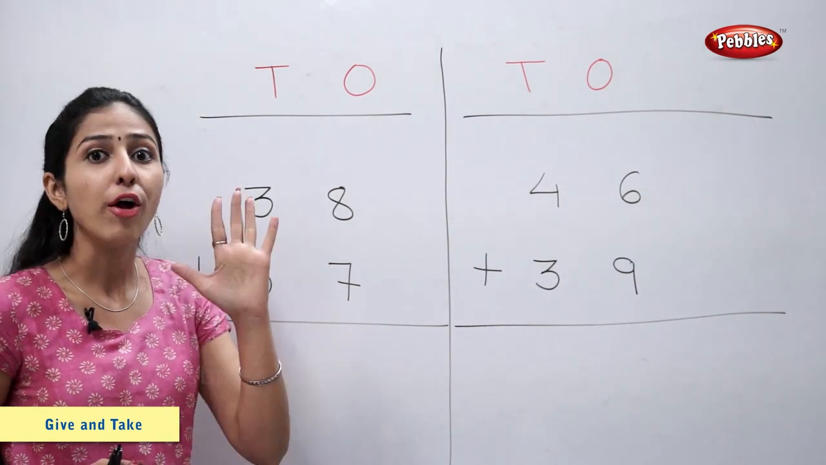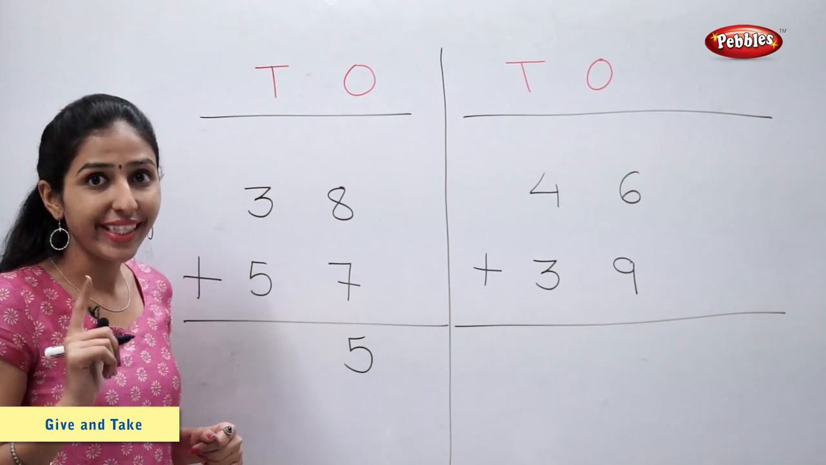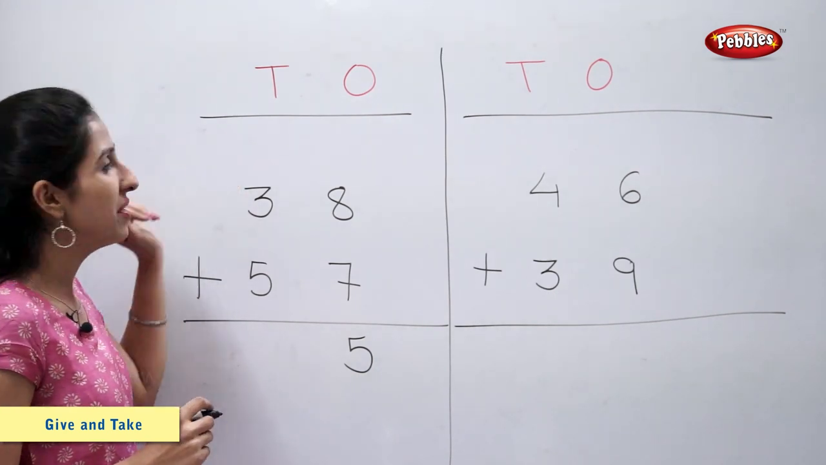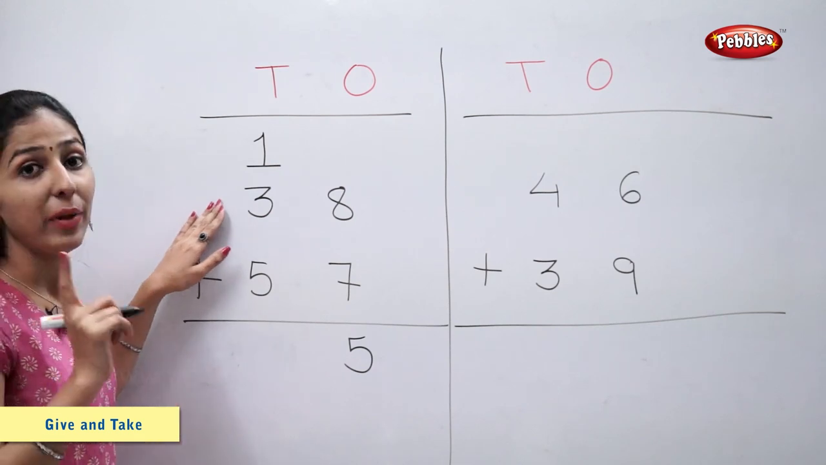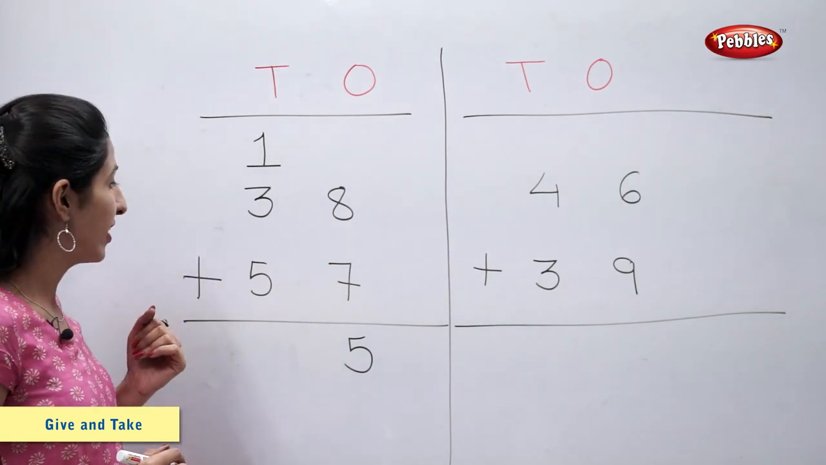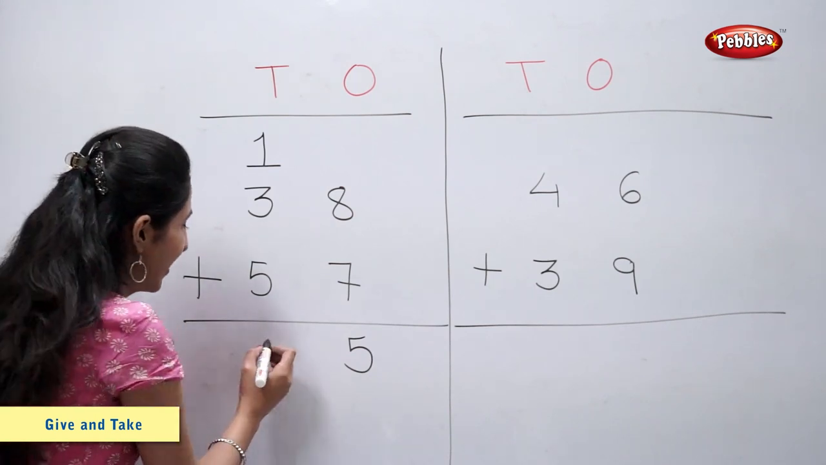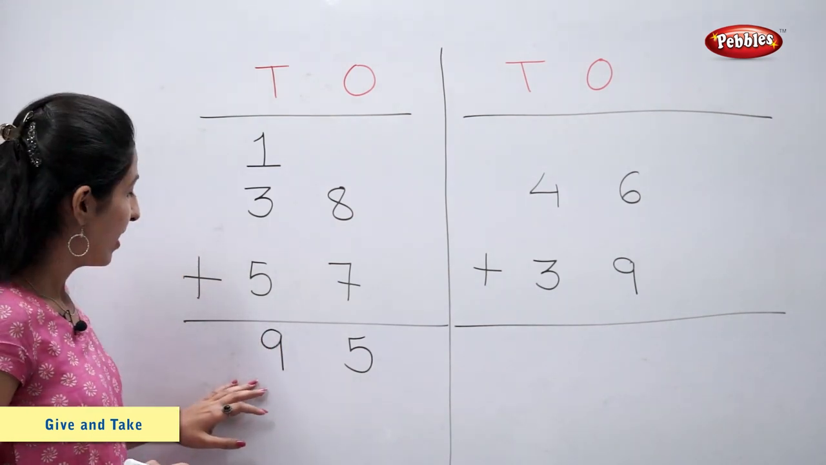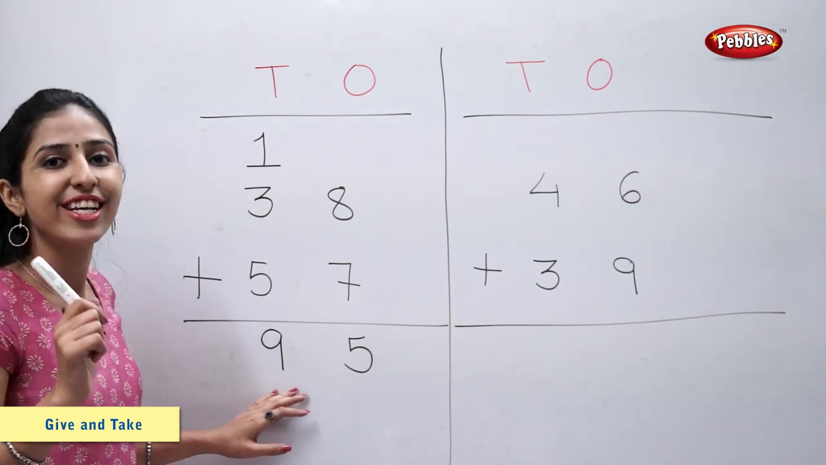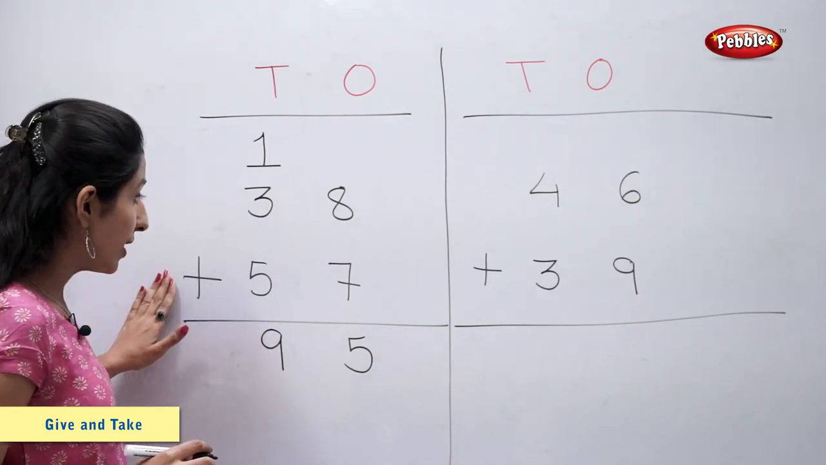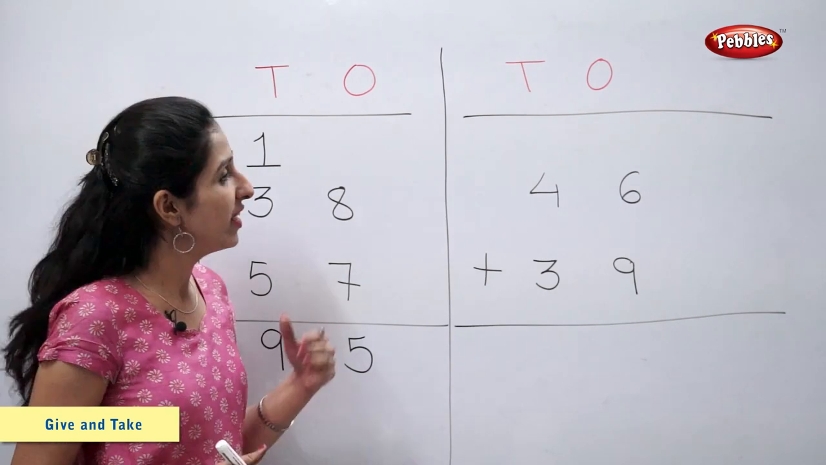So let us write 5 ones in ones column. 1 tens carry forward in tens column. Now 1 plus 3 is equal to 4, and 4 plus 5 is equal to 9. So we have 9 tens and 5 ones, that is number 95. So 38 plus 57 is equal to 95.